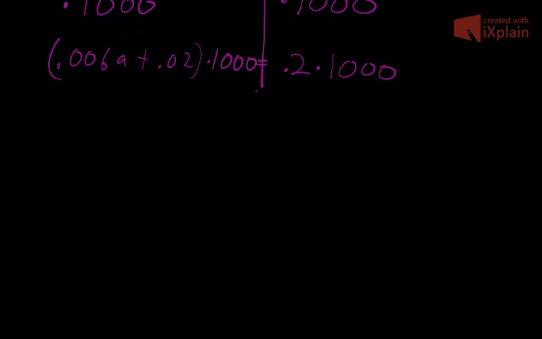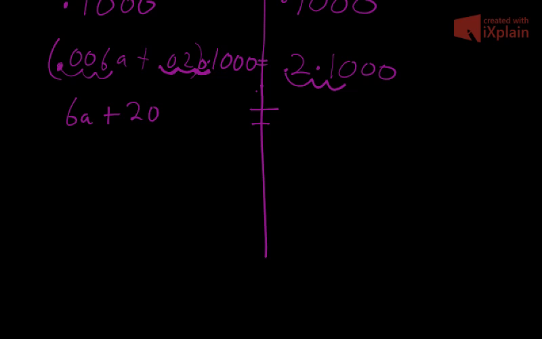Just like we did last time, this multiplication is going to distribute, so I end up with 0.006a times 1,000, which is going to move my decimal over 1, 2, 3 times, and I end up with 6a. Then I'm going to add what I get with 0.02 times 1,000. It's going to go over 1, 2, 3 times here. I'm going to end up with 20. On the other side, I have equals 0.2 times 1,000, so I'm going to move the decimal over 3 times, and there will end up being zeros here. So that would be 200.